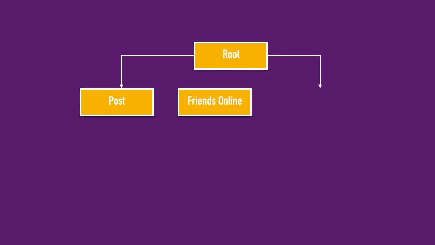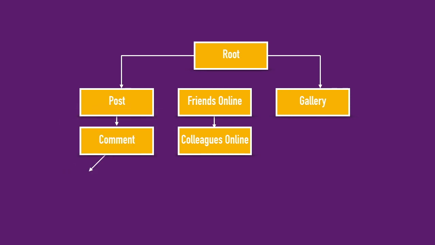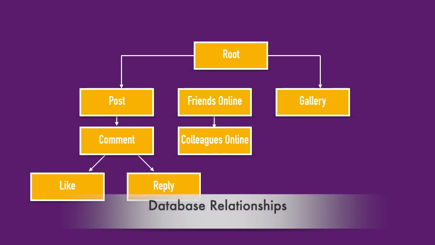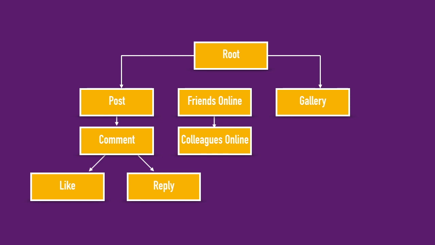In that particular page, you have a post component, friends online component, gallery component, colleagues online component, comment component, and like reply component. So if you see, each and every component will interact with separate tables in a database. For example, post has a post table, comment has a comment table, like has a like table, reply has a reply table. Even though these tables are united using the relationship, it is a separate table. So all the tables come together into a single page, right?